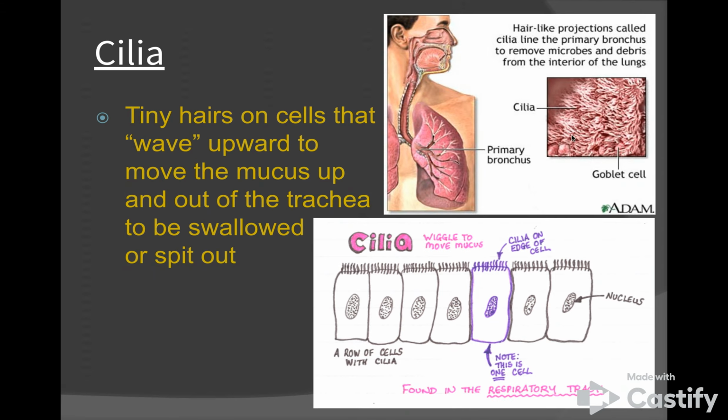Okay? And then here is an electron scanning microscope picture of the cilia. Basically they go upward, up, up, up, and out of your throat so that you can either cough it, swallow it, spit it out, whatever it is, so that it keeps all of that stuff out of your lungs.